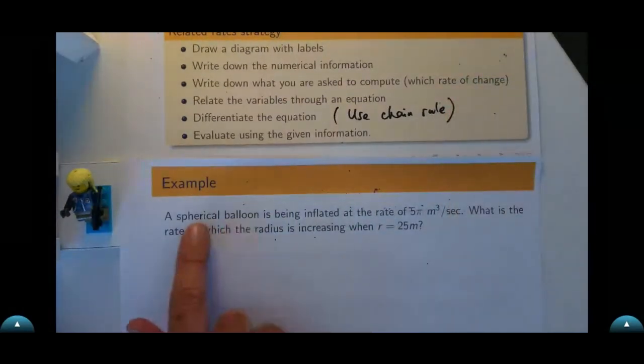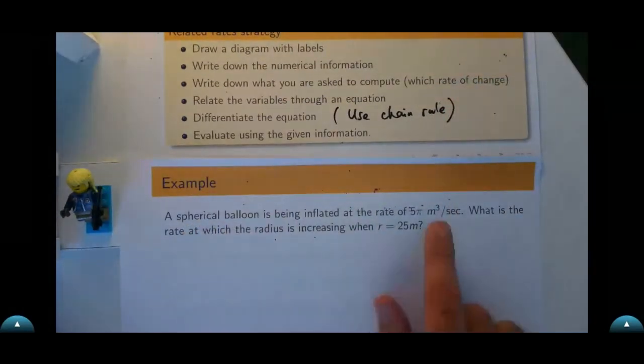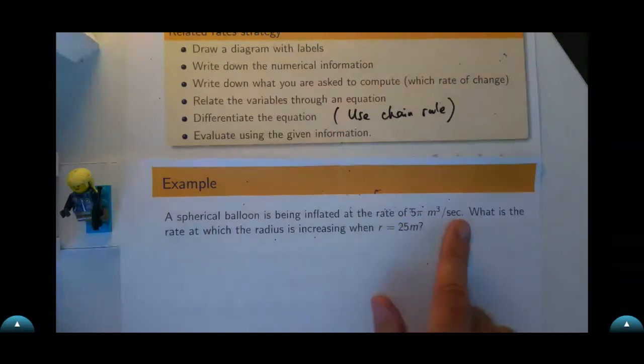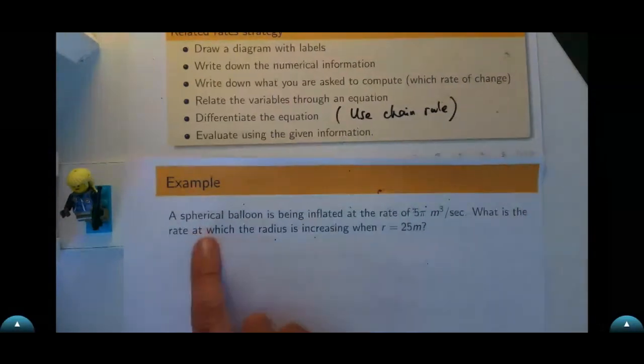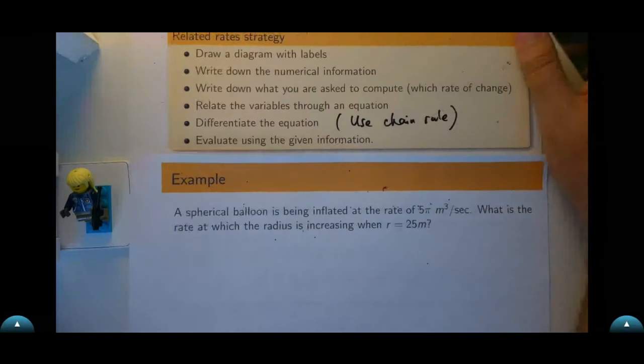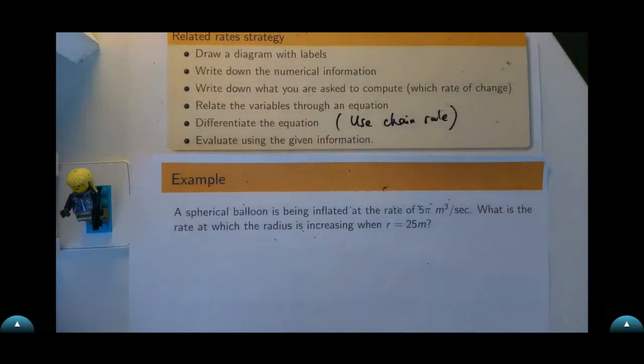You've got a balloon that we assume is a sphere, and you're told that the volume is increasing at this rate, 5 pi cubic meters per second, right? And they're asking you, what is the rate at which the radius is increasing when the radius equals 25? Okay, so let's see if we can work through this, and we'll draw on some of these strategies here.